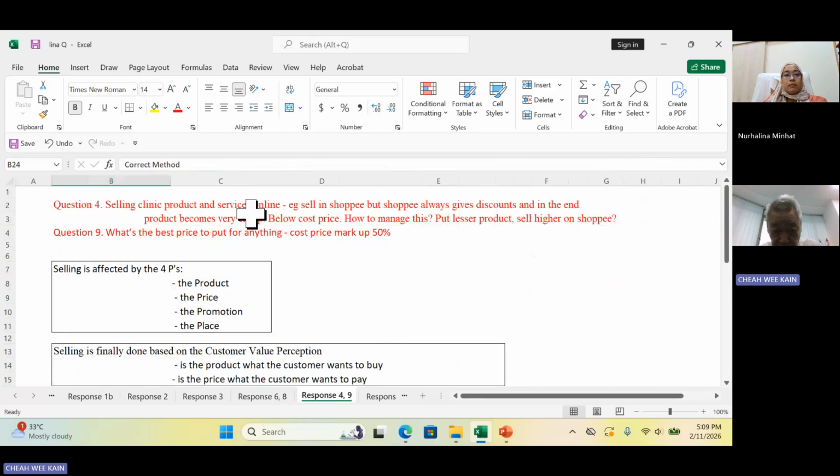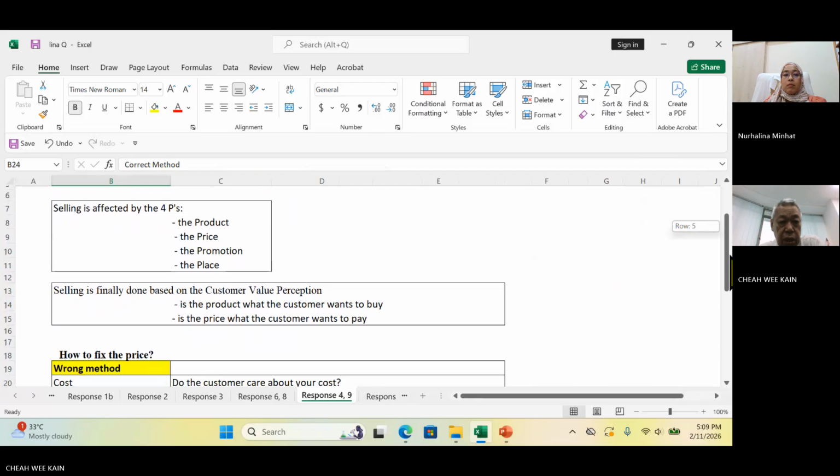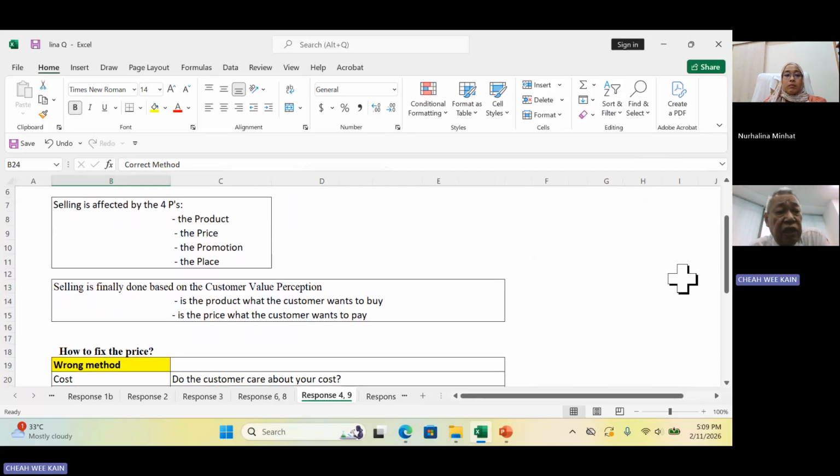Selling cleaning product services online. Do you sell in Shopee? What is the best price to put for anything? Yes. Okay, now, again, selling factor is by the 4 Ps. I already talked about product, we talk about price. When you talk about price, it is actually based on customer value perception.